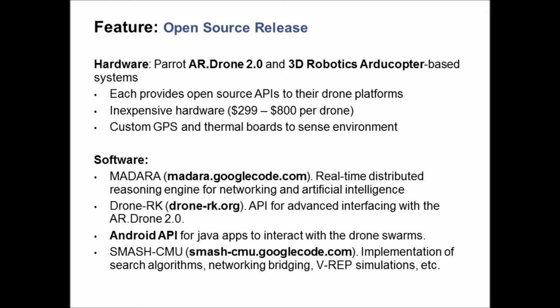First, we build on the open APIs of inexpensive drones like the AR.Drone and 3D Robotics Arducopters. We also contribute to open-source projects like MADARA, a real-time middleware for distributed artificial intelligence; DroneRK, which is a toolkit for interfacing the AR.Drone with custom hardware like GPS and thermals; Android, which is an open interface between human operators and drones via Android tablets and smartphones; and then finally SMASH CMU, which is a Google Code project that contains various AI implementations and glue code between the different open source projects.